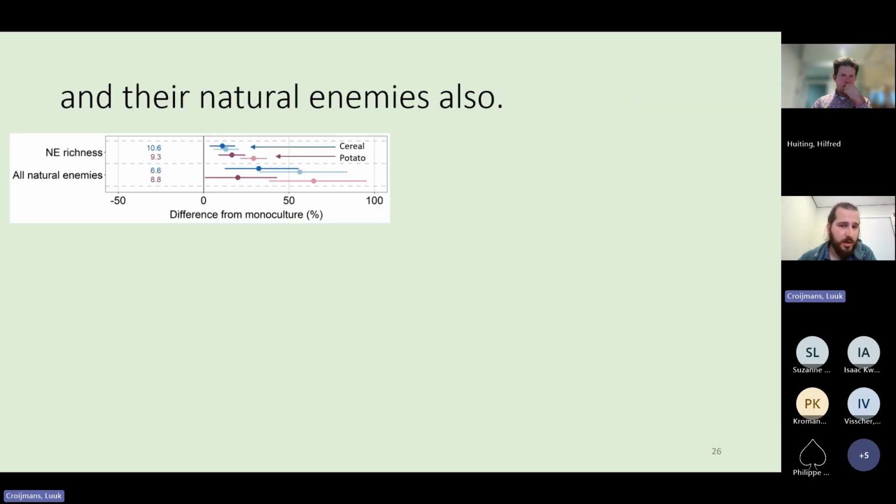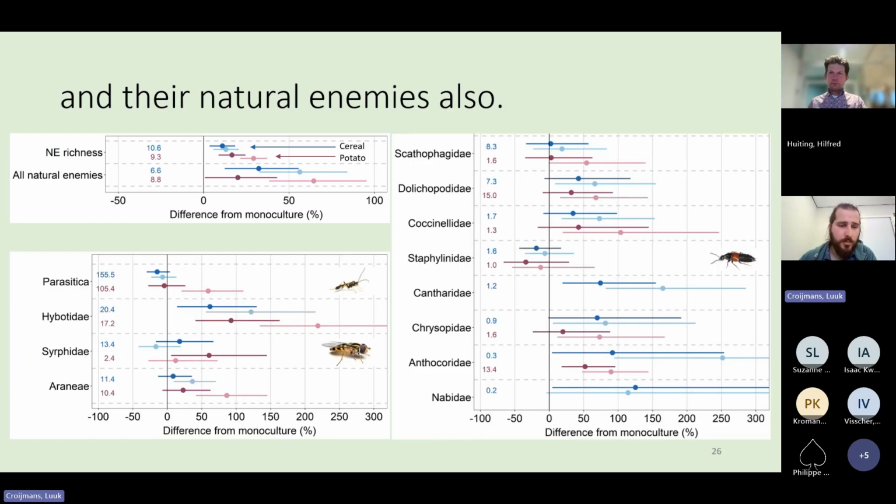Well, then I said also natural enemies. These are, again, the similar figures. Here, the overall pattern. So at the top, you can see the natural enemy richness. So how many different natural enemy species do we find? And there we see an increase again in strip cropping, and below that, the all natural enemies indicates kind of the overall patterns of abundance of natural enemies, and there also we see an increase. So they follow the same trend as the herbivorous insects, and you can see that also for when we look at all the different species together, that most of them are on the right side of this zero line, so most of them are more common in strip cropping than in monocultures.